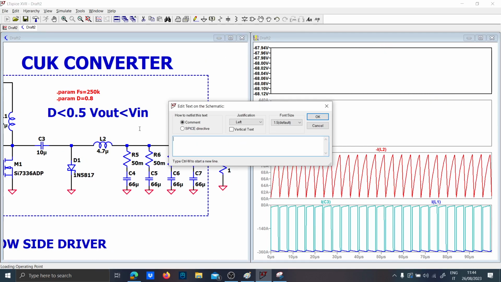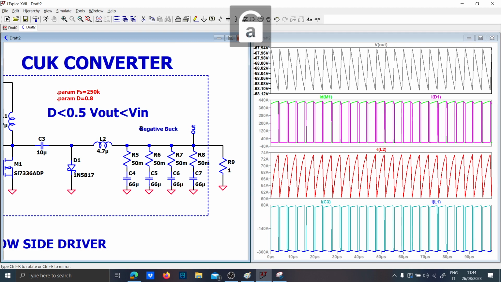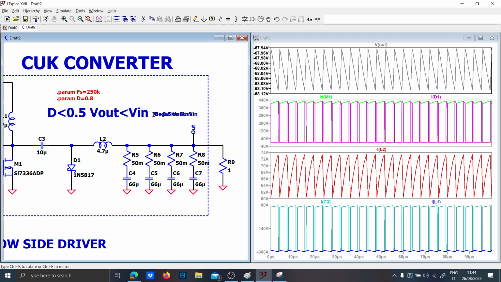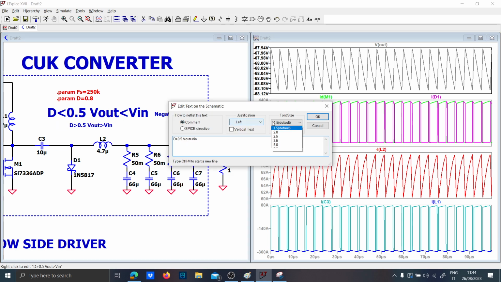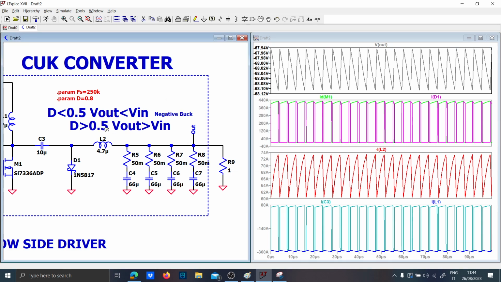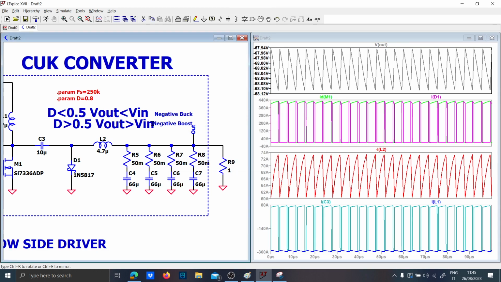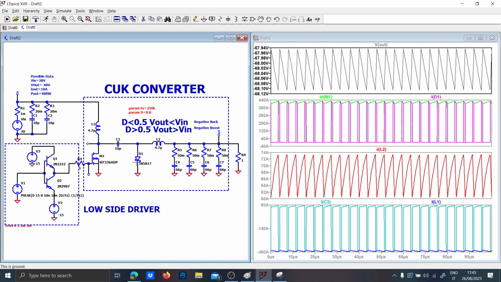So we will call these two regions negative buck, and if the duty cycle is higher than 0.5, the output voltage is greater than the input voltage, and it works like a negative boost converter. So it is basically like a buck-boost converter, but which are the most important aspects of this?